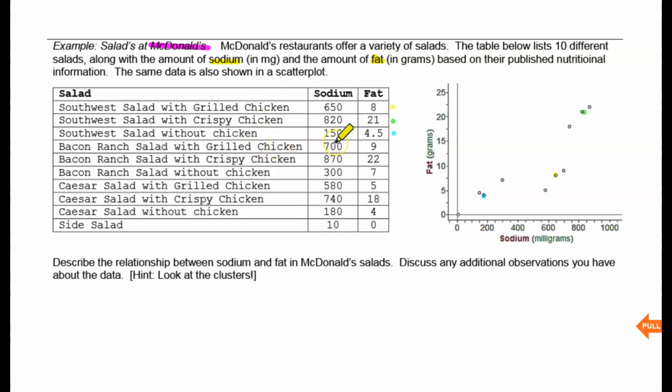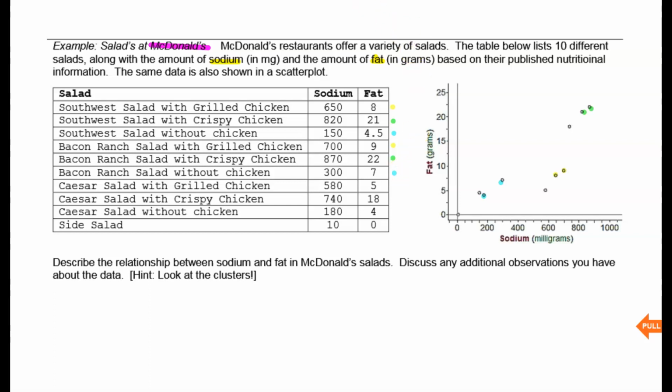Okay, bacon ranch salad with grilled chicken. I got 700 for sodium, and I got 9 grams of fat. Looks like it's that point right there. And the next one is the bacon ranch salad with crispy chicken. That's a whopping 870 milligrams of sodium and 22 grams of fat. And then let's look thirdly at this other bacon ranch salad without chicken. 300 on the sodium scale, 7 on the fat scale. So it looks like it's about right there.